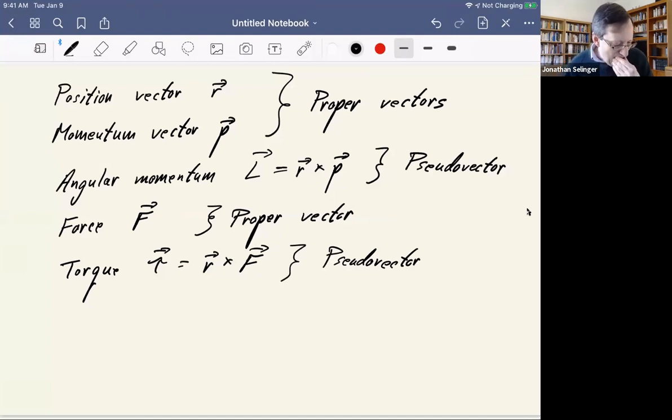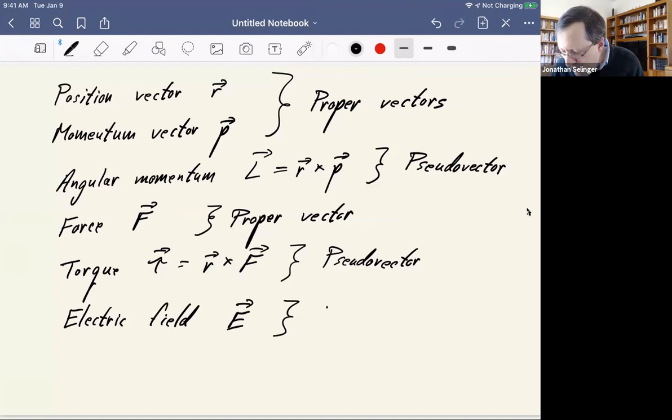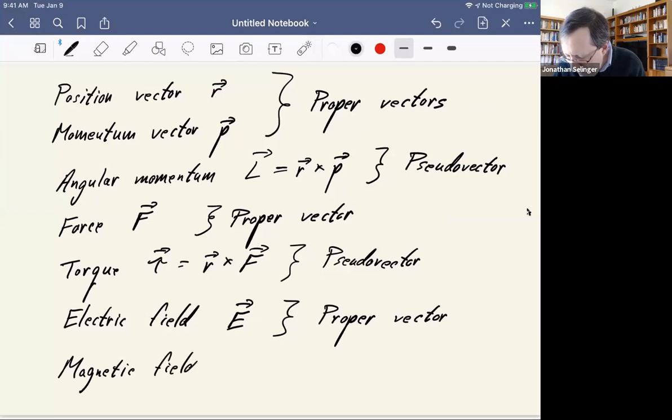Okay, what else do we have? Well, let's think about electromagnetism, right? The electric field, that has nothing to do with cross products. That's a proper vector. By comparison, the magnetic field, B, this is defined with cross products, right? For example, if we have a solenoid with a current running around, then we say, let's use the right hand to go in the current direction, and then the thumb makes the magnetic field. So there is one power of the right-hand rule there. So the magnetic field is a pseudo vector.